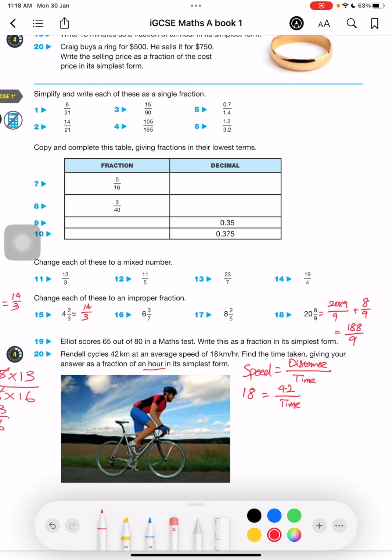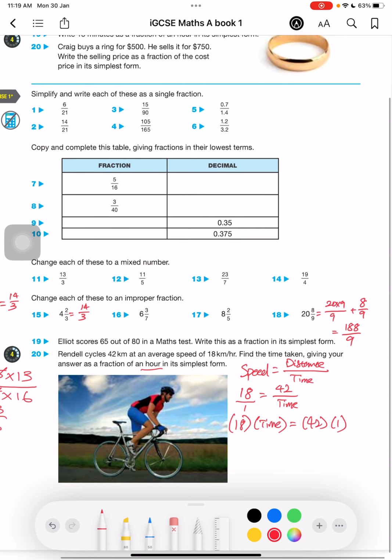So how to go about doing this? This is basically cross multiplication. If we put 18 divided by 1, this is the same as 18. So step by step, I'm going to put the brackets to make it easier to see. What did I just do here? I took 18 multiplied by time equals 42 multiplied by 1. Obviously, time should be a number, but we are just making it a variable for now. This is called cross multiplication.